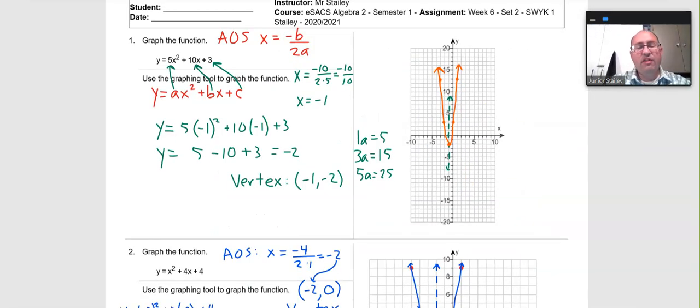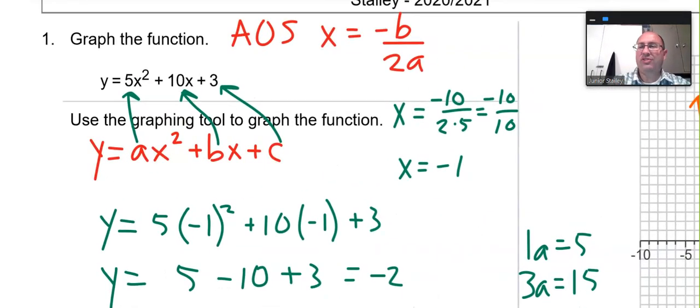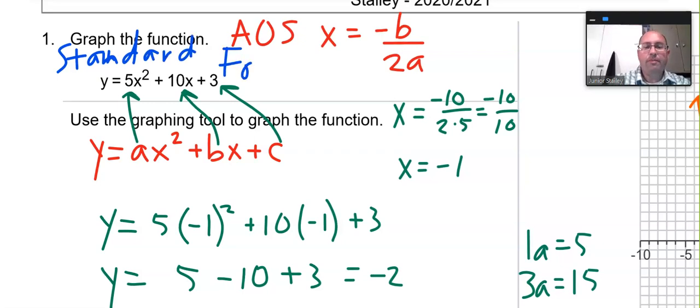All right, so what happens if it's not written in vertex form? What if it's in what we call standard form, which we'll talk more about next week? But what happens when it's in standard form? Boy, that is a bad looking N. Oh well, I'll survive. Standard form does not show you the vertex. Otherwise, it would be called vertex form.